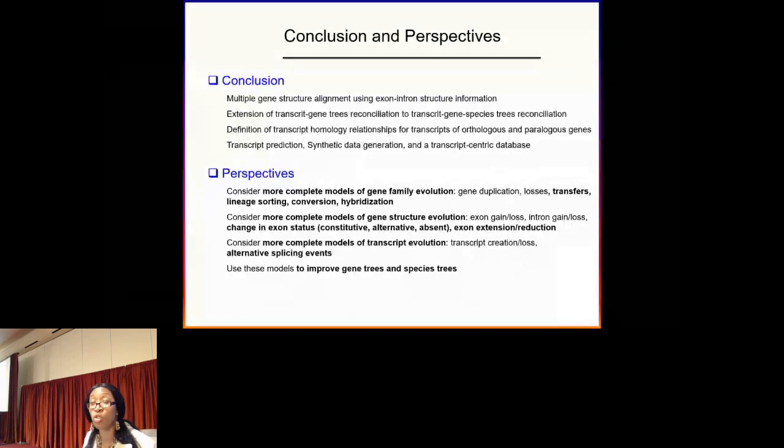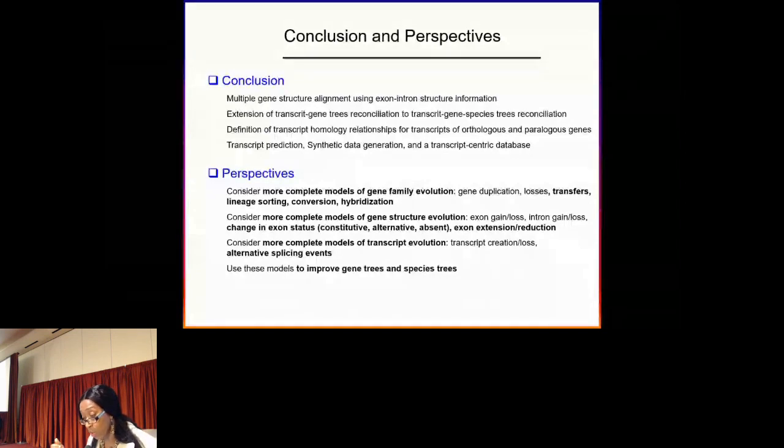The same for gene structure evolution, we consider exon gains and losses, intron gains and losses, but there are other events like the change in exon status. For instance, an exon that goes from constitutive to alternative or constitutive to absent. And also there are other events like exon extension or reduction, 5' extension, 3' extension, that can be interesting to integrate in the model.